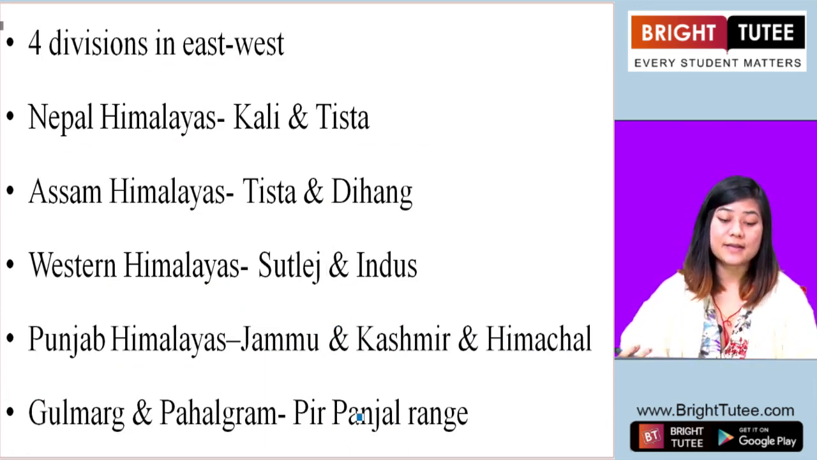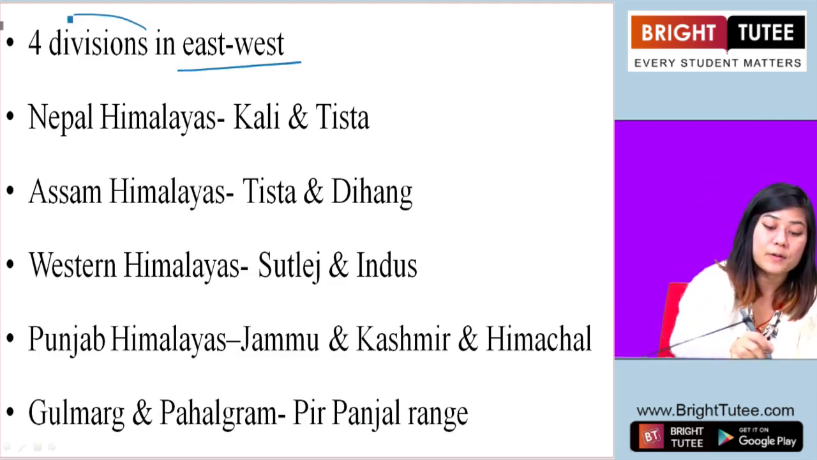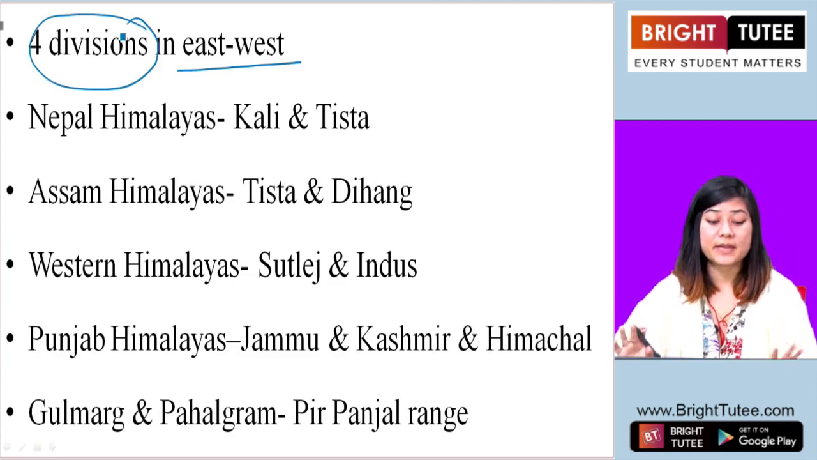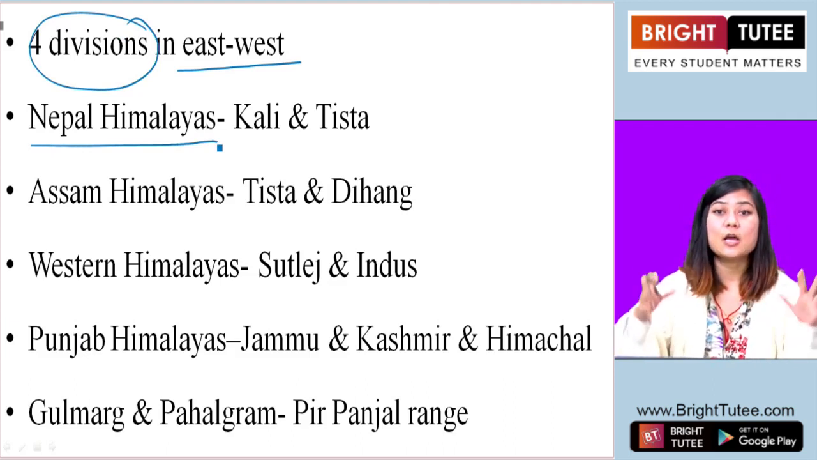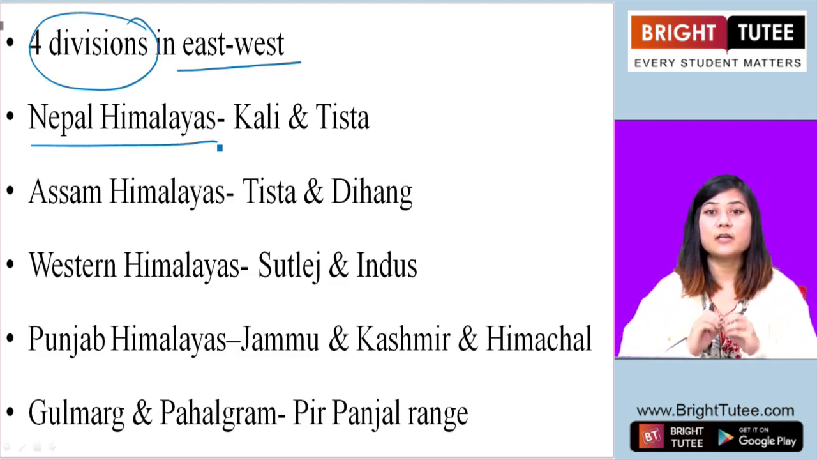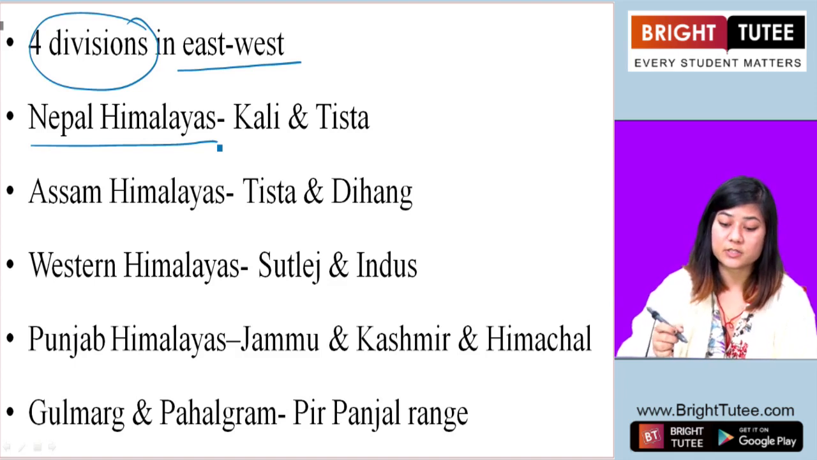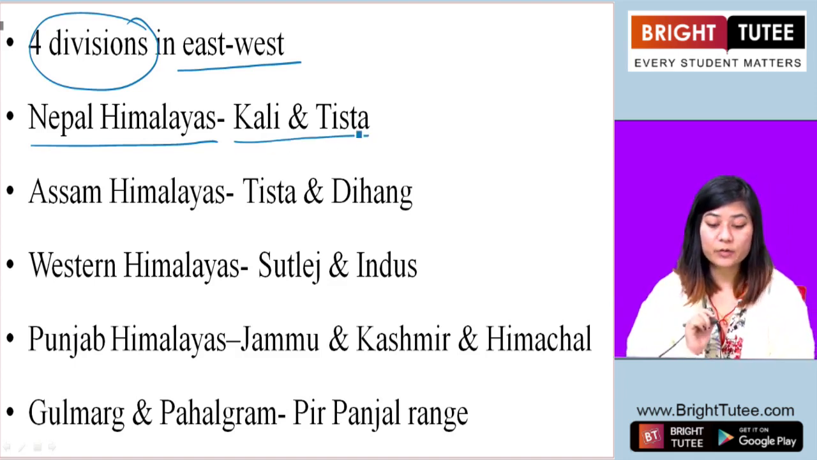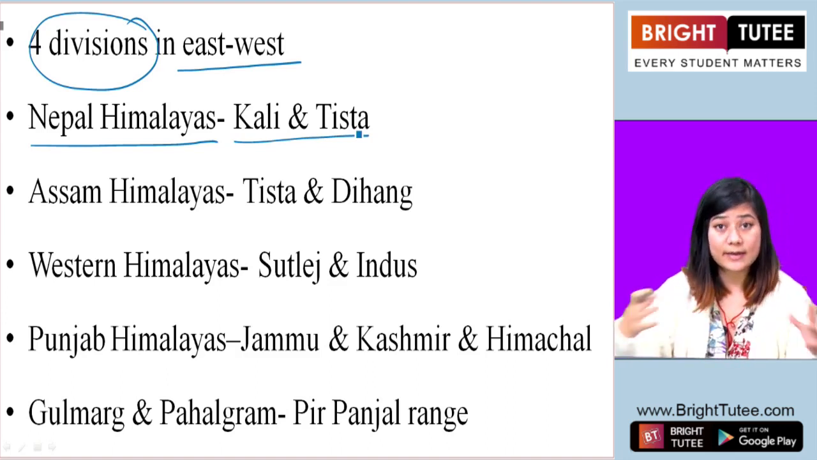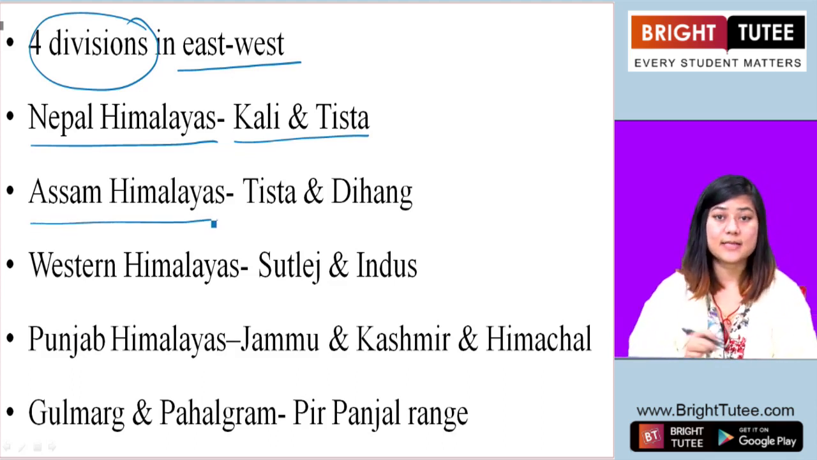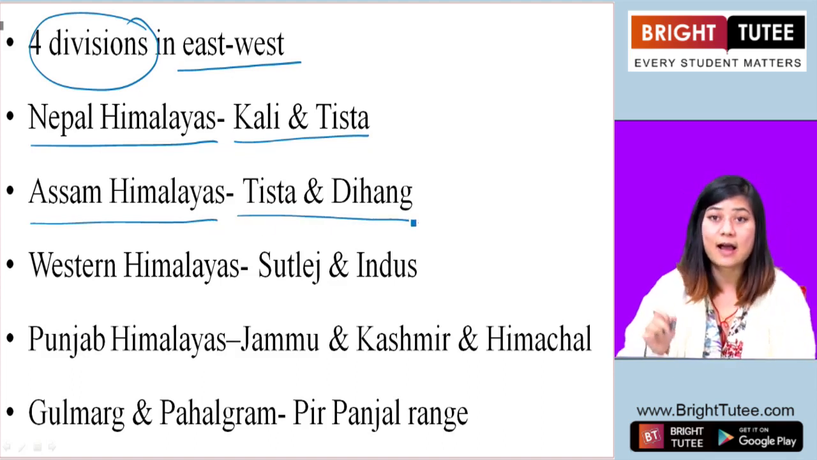Now the Himalayan range, when we look at it from east to west, we can divide it into four main general divisions. The first is the Nepal Himalayas, the Himalayas which are basically covering the country of Nepal. This Himalayan range is between two rivers, Kali and Tista. After that, another division of the entire range is the Assam Himalayas. This Himalayan range lies between another two rivers which are Tista and Dihang.